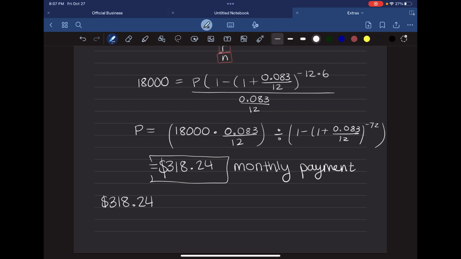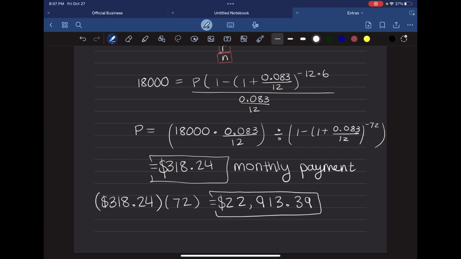So if I know that I'm paying $318.24 during the full loan period, to figure out my total amount that I paid, I take that $318.24 and I multiply it by 72 months. And I end up getting $22,913.39. So this is what I paid during that entire time of the loan.